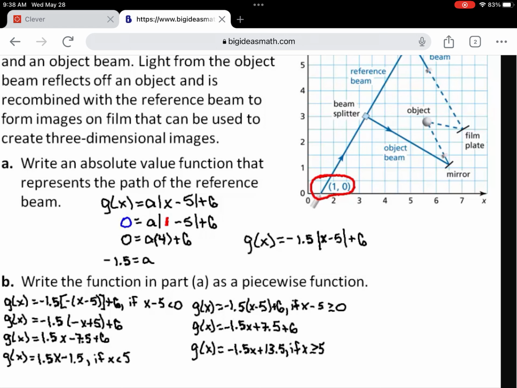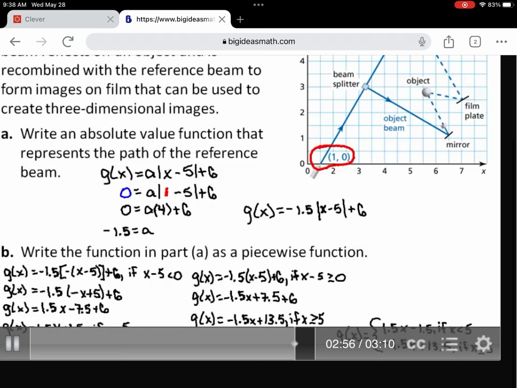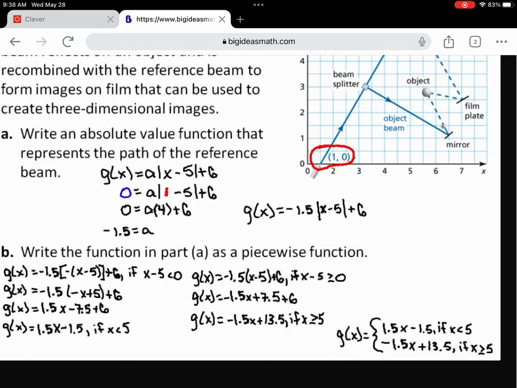So a piecewise function for g of x equals negative 1 5/10 times the absolute value of the quantity x minus 5, plus 6 is g of x equals 1 5/10 x minus 1 5/10 if x is less than 5, and g of x equals negative 1 5/10 x plus 13 5/10 if x is greater than or equal to 5.